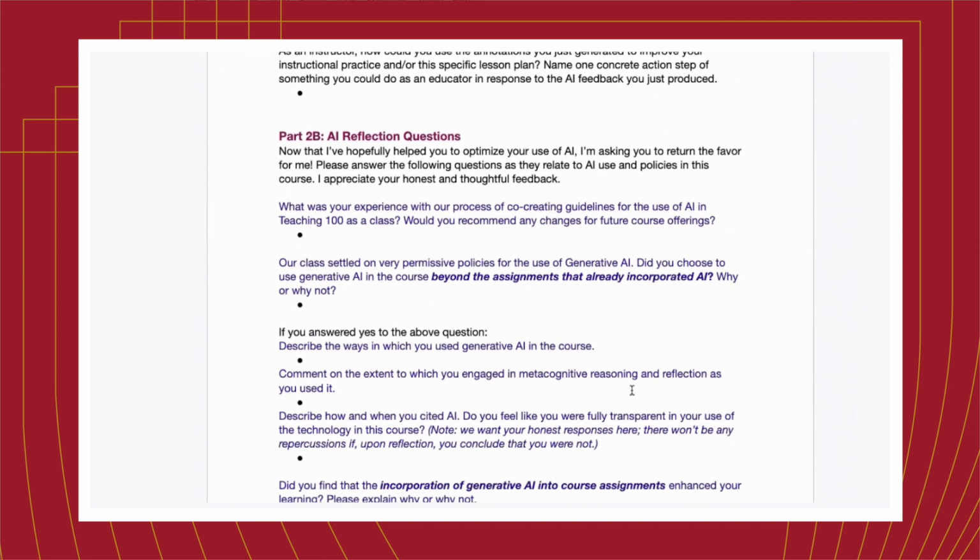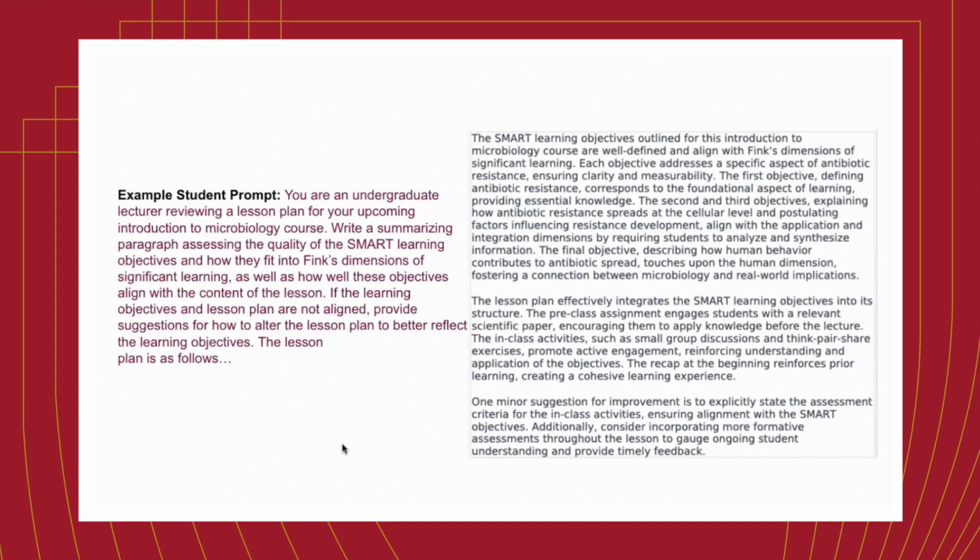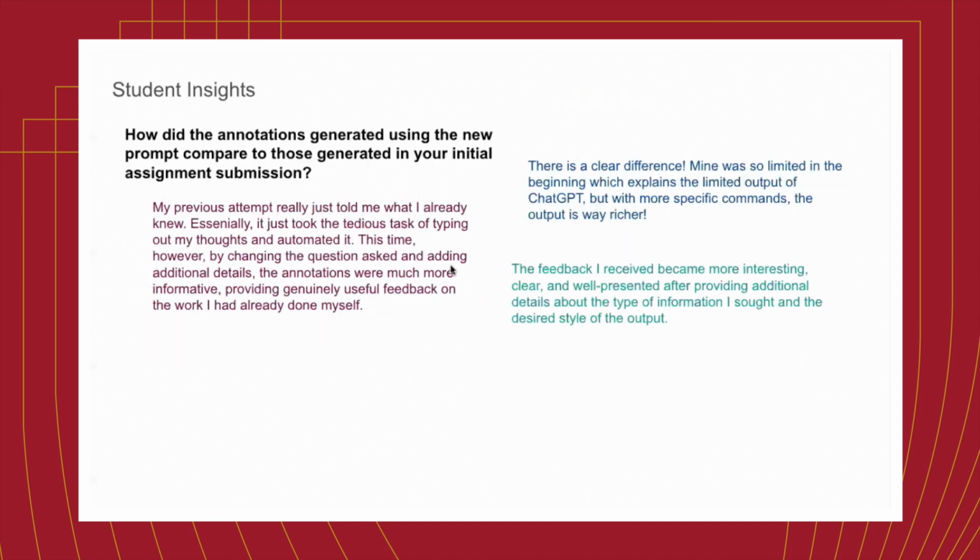Following that, here's an example of a student prompt that came out after the revision. You can see it's much more in depth and has many more components. Similarly, the output that the student got was quite rich. And the feedback we got from students in response to this assignment, on how the annotations compared after the second round versus the first: you can see the first time it was less useful. The second time, by changing the question, the annotations were much more informative.